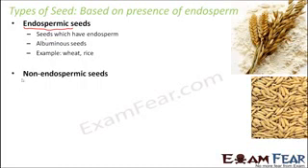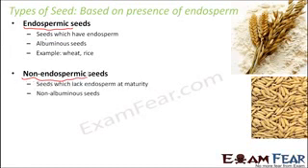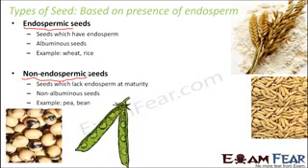Non-endospermic seeds are those which do not have any endosperm left. They lack endosperm at maturity, and they are also called non-albuminous seeds. Examples are pea and bean. These are all examples of non-endospermic seeds. So here you just have the seed. There is no endosperm.